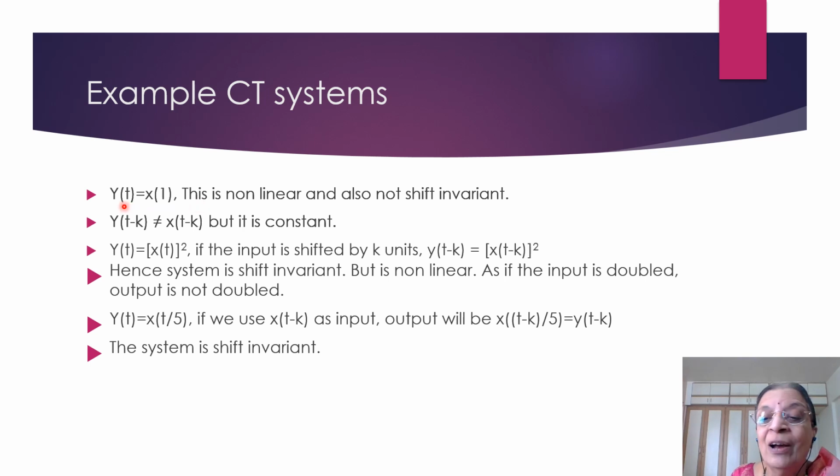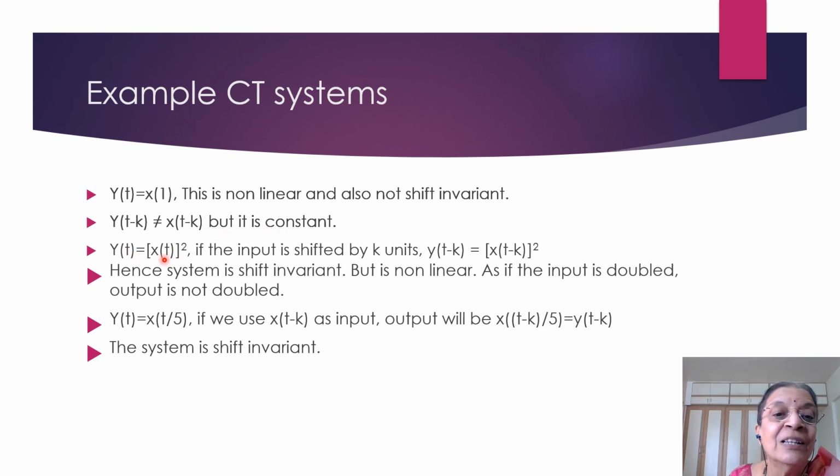what will be y of t minus k? Y of t minus k will be the same as x(1). So it is not dealing with the value of t at all. In this case x(1) is some constant. So the system is non-linear and it is also shift invariant. Y of t minus k is not equal to x of t minus k, but it is directly a constant.